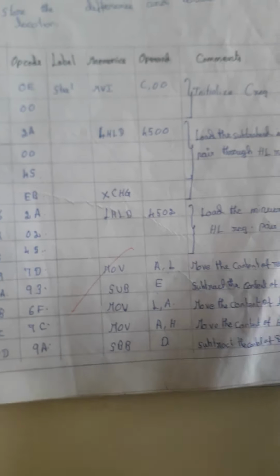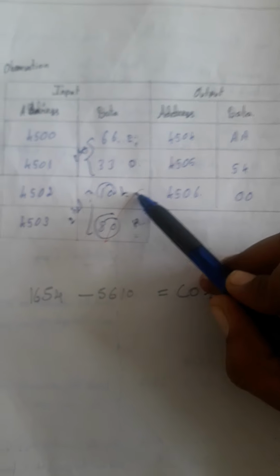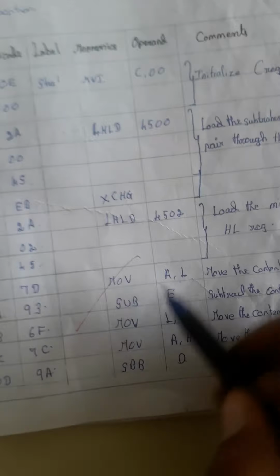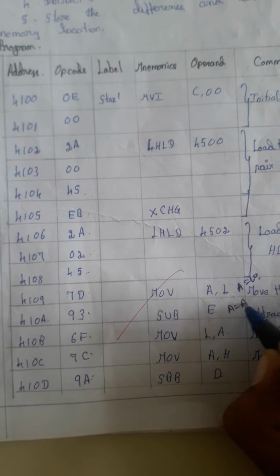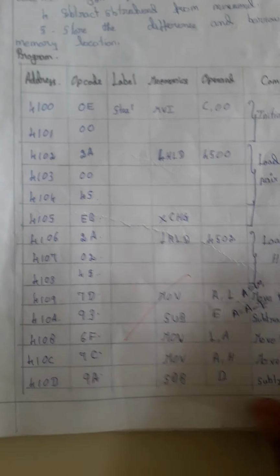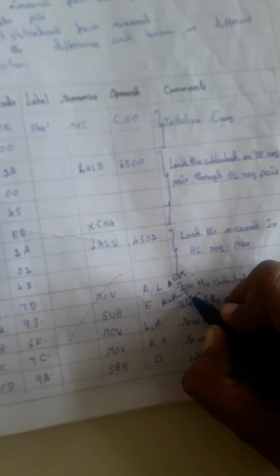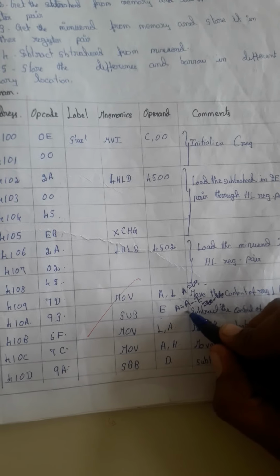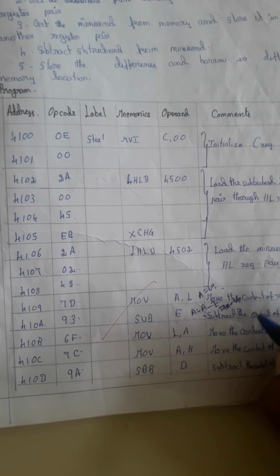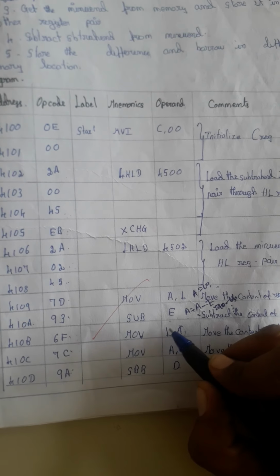Then we are subtracting with SUB E. L contains 10, and that is moved to the accumulator, so the accumulator contains 10. Then SUB E means A equals A minus E. The E register already contains 66. So A contains 10 and E contains 66, so 10 minus 66 is subtracted, and during the execution of this instruction the result will be stored in the accumulator. Now that result will be moved to the L register.